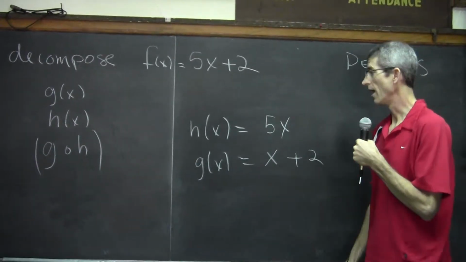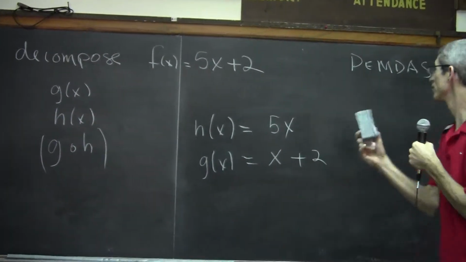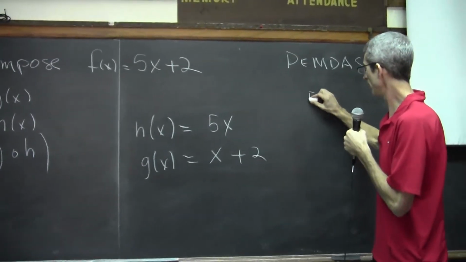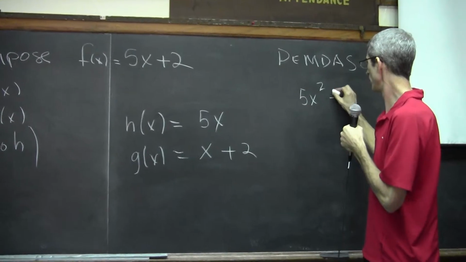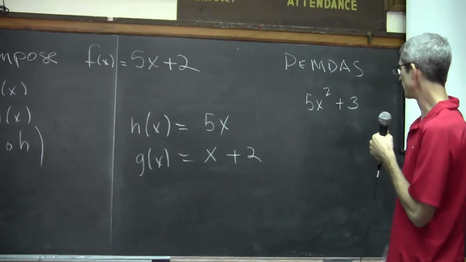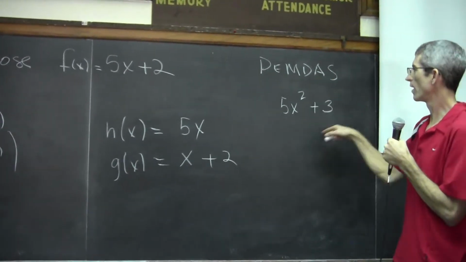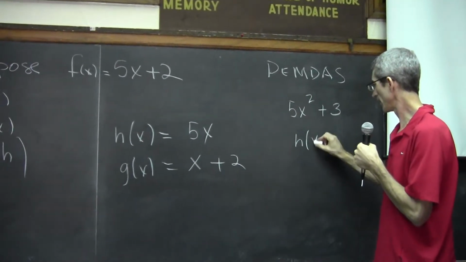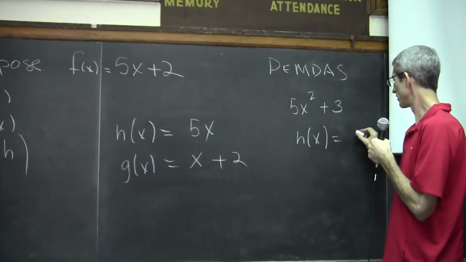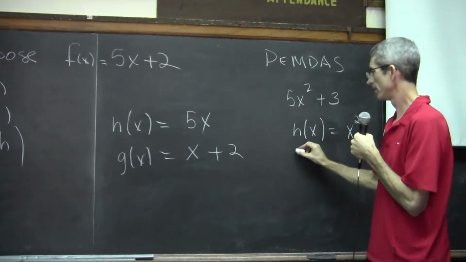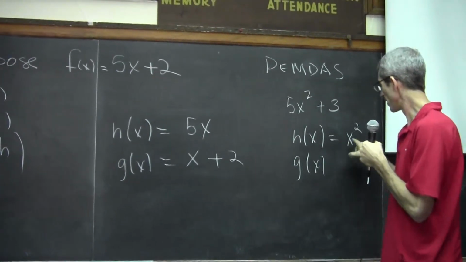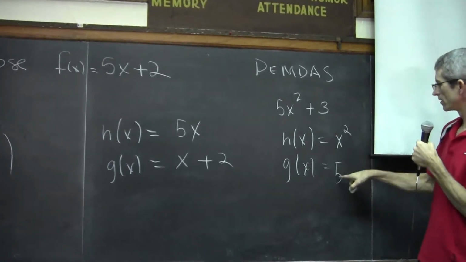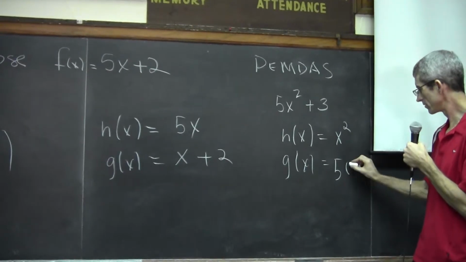And that's it. So let me give you one more just so you get a feel. Let's just make one up. What if it was like 5x squared plus 3? Say that one. So order of operations, I'm going to do the x squared first. So I could say h of x is equal to x squared. And then I want to take that and stick it in to multiply it by 5. So I could do like that.